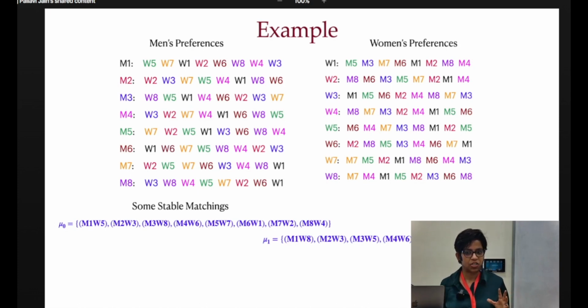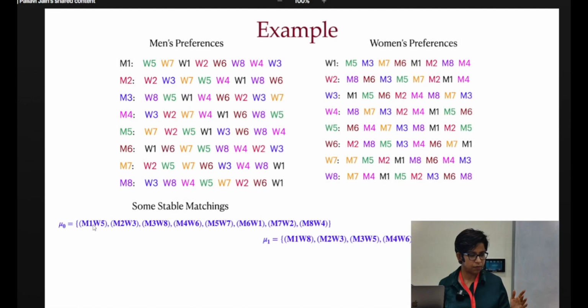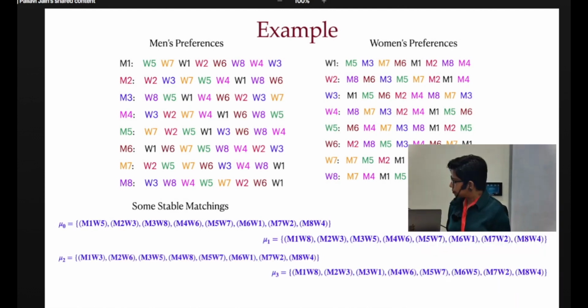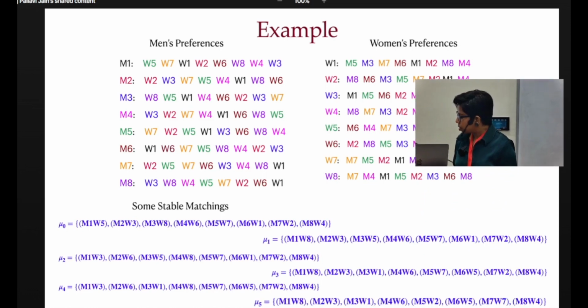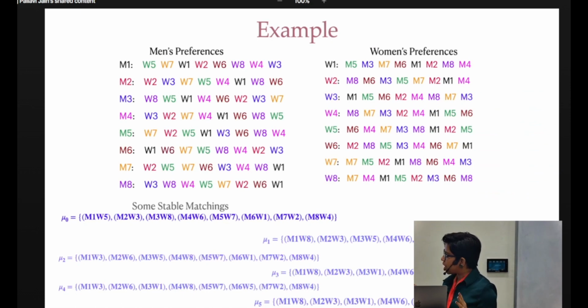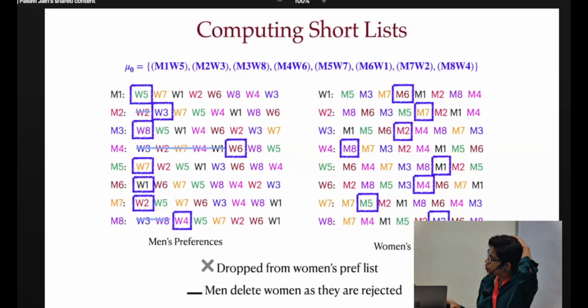The man optimal stable matching is, among the set of stable matchings, the one that is best for the men. And there are, I believe, 6. So mu5 is the woman optimal stable matching. Now these are the stable matchings, but let's see how this whole thing works. I'm just going to do it briefly so that you can see. Currently, suppose we start with mu0, which is the man optimal stable matching.